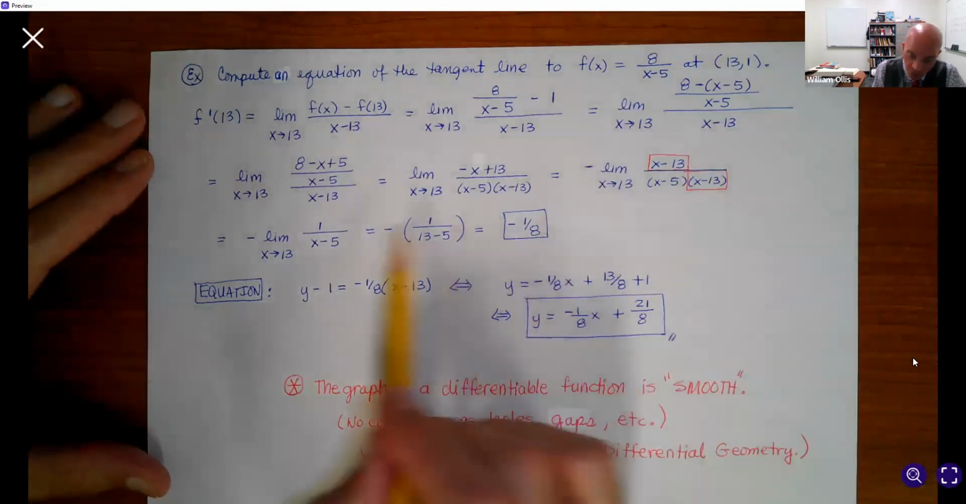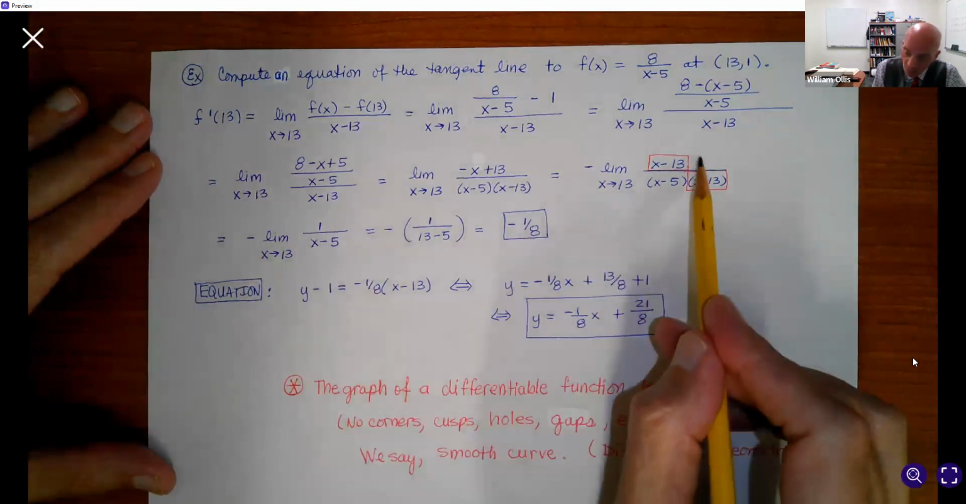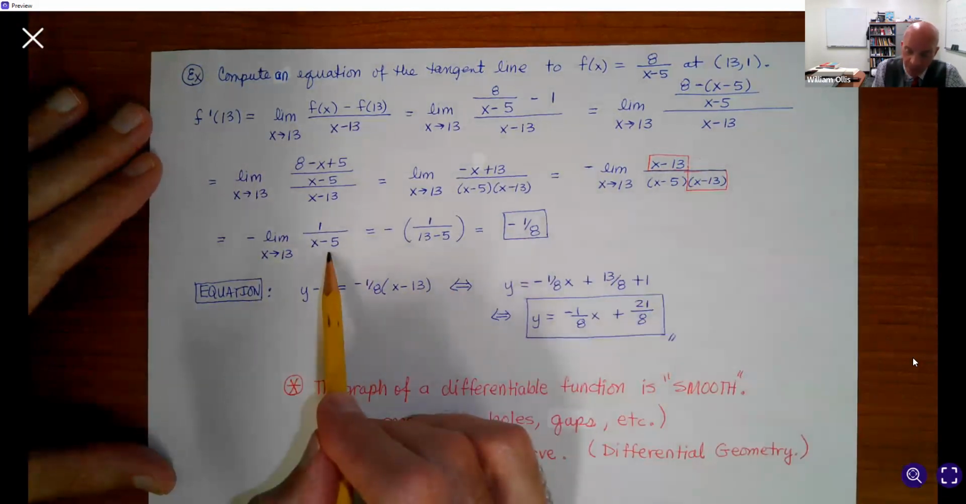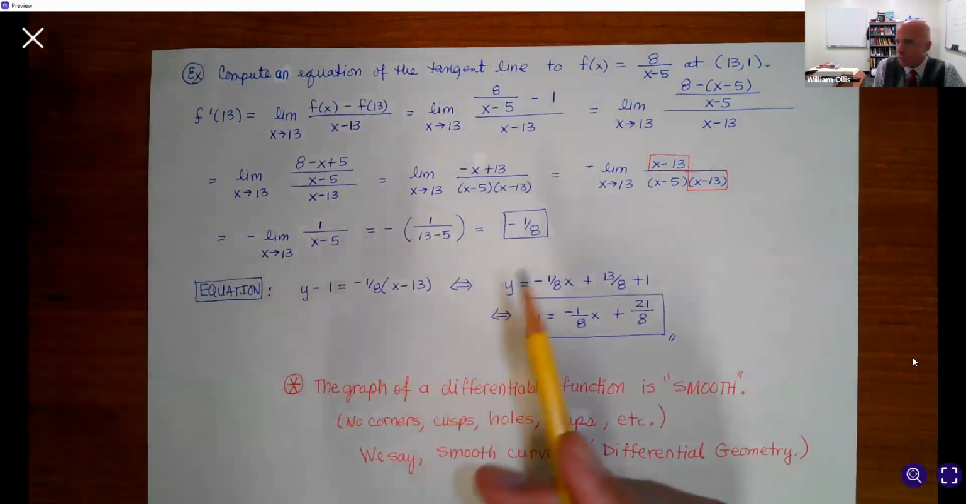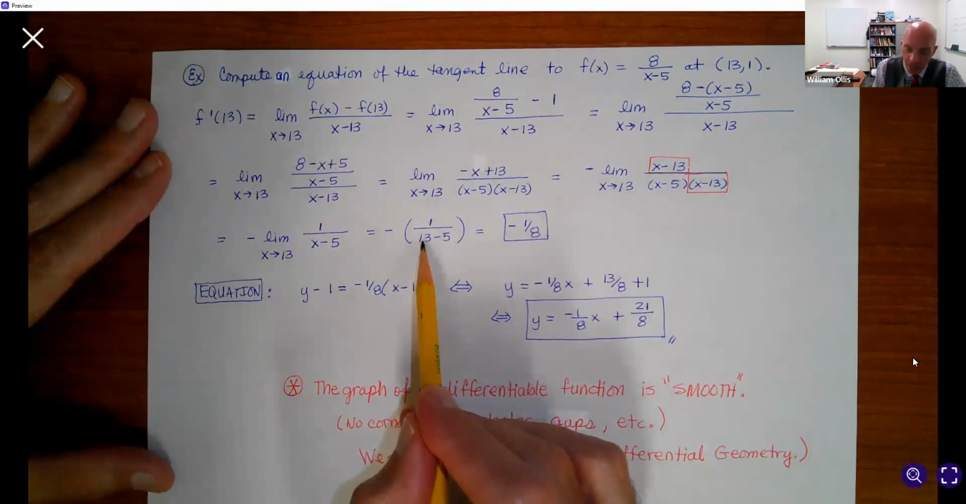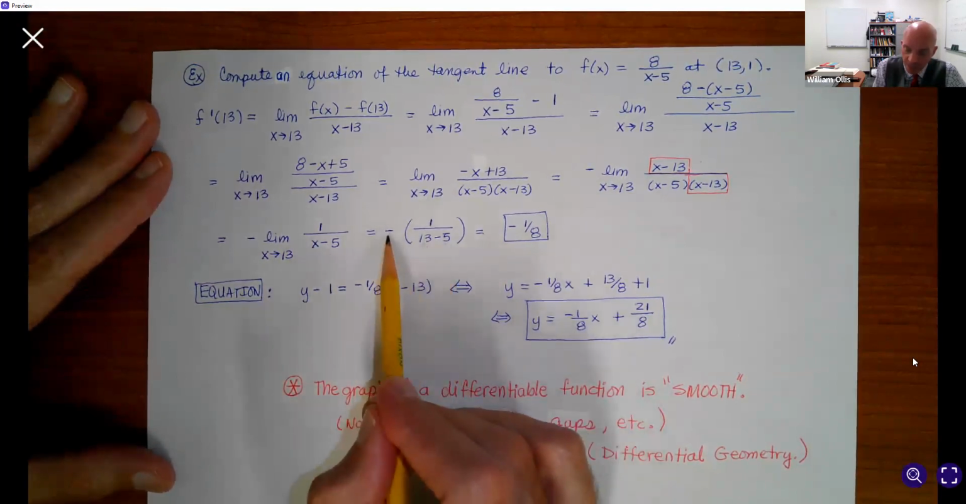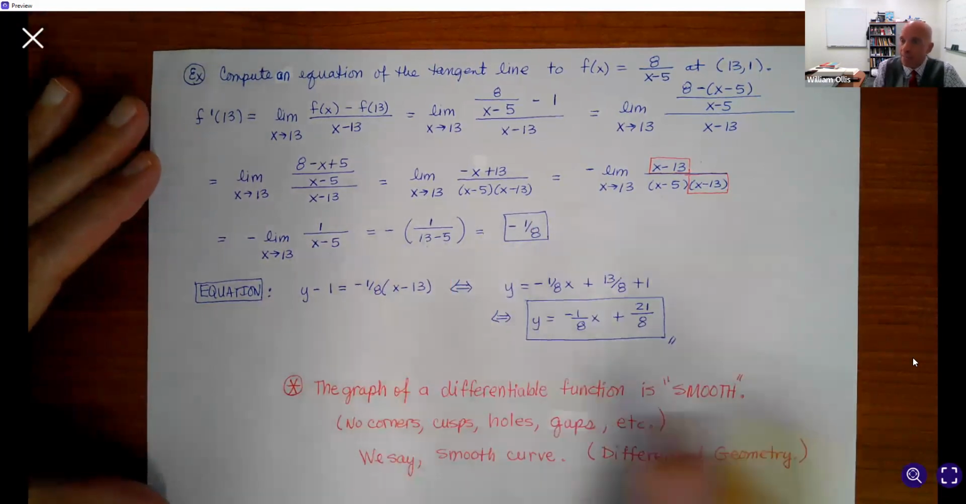So now, of course, we're just left with the negative of the limit as x approaches 13 of 1 divided by x minus 5. So this is direct substitution, just a rational expression, direct substitution. So replace x with 13. And of course, 13 minus 5 is 8. Then with the negative, we have negative 1/8.